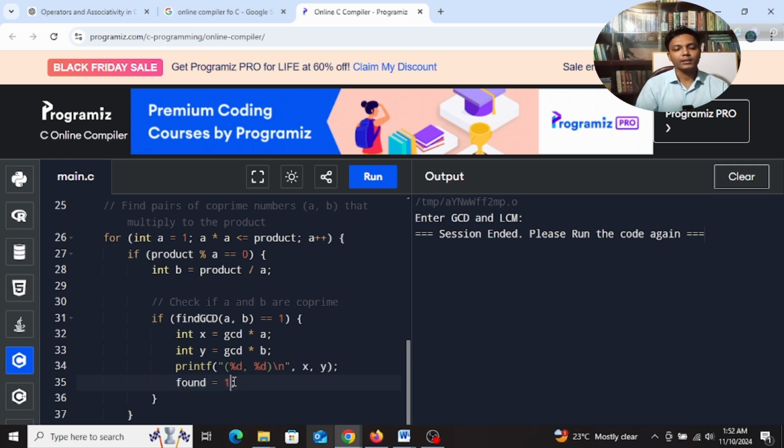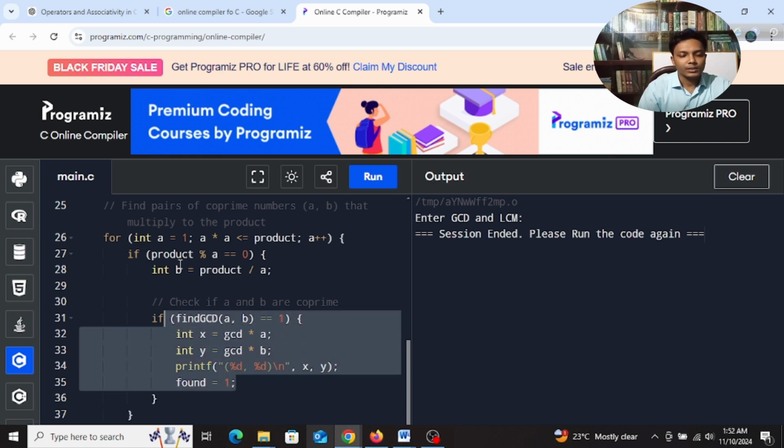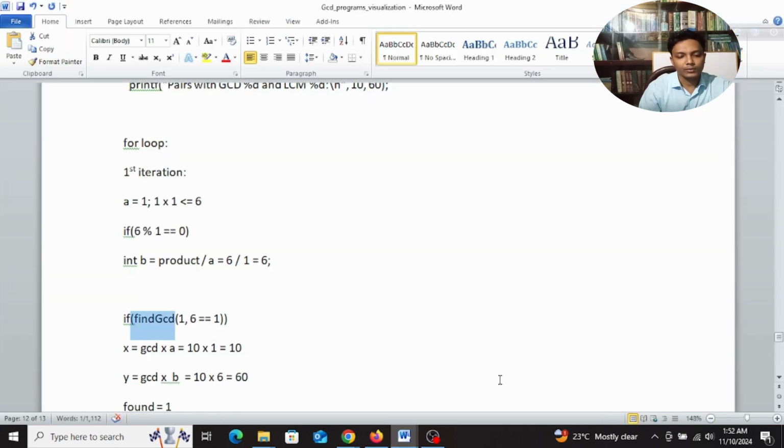Okay, we will see why we need it, and we will explain these things later, right? So what is this for? This is for a equals 1, right? So this whole thing iterates one time for a equals 1. Then a plus plus, that means a becomes 2. 2 into 2 equals 4, guys. Okay, so 4 is less than 6, which is our product.